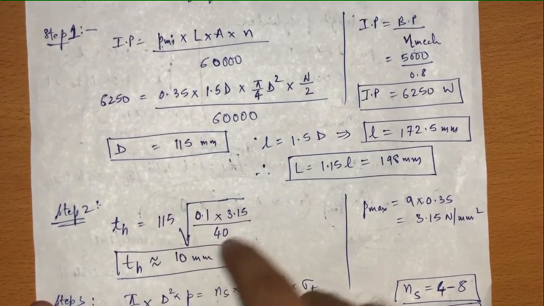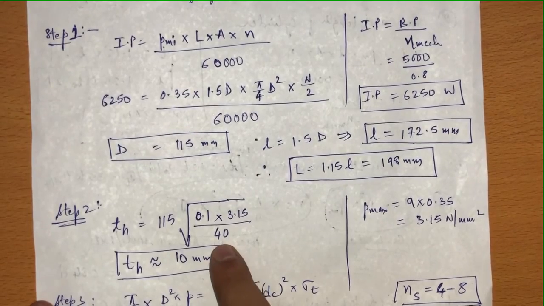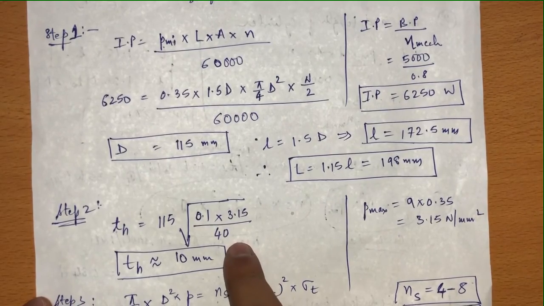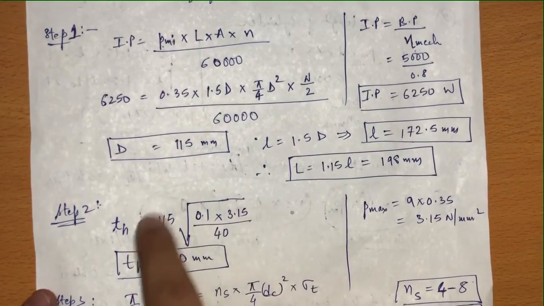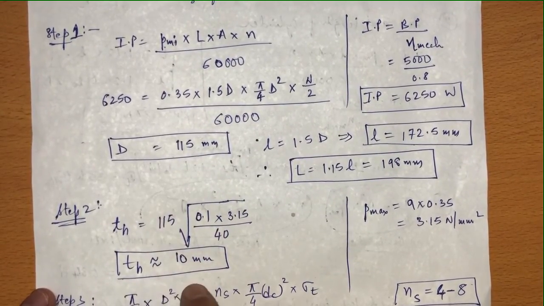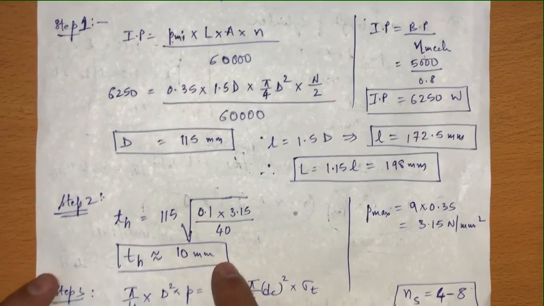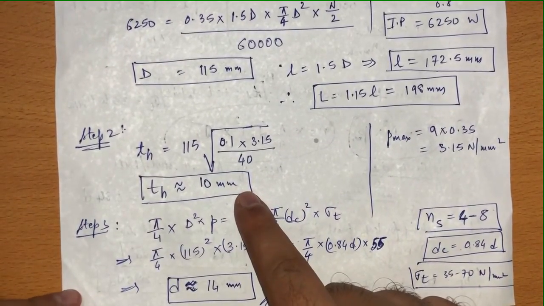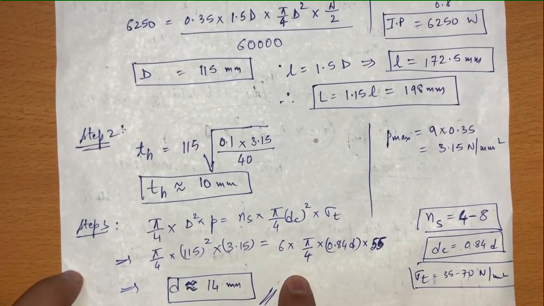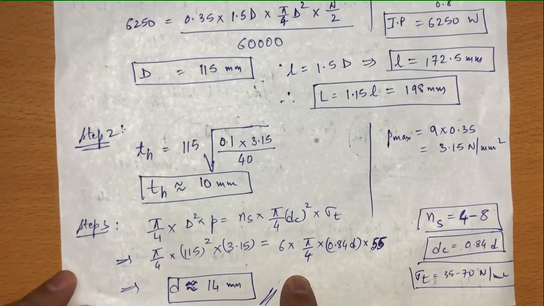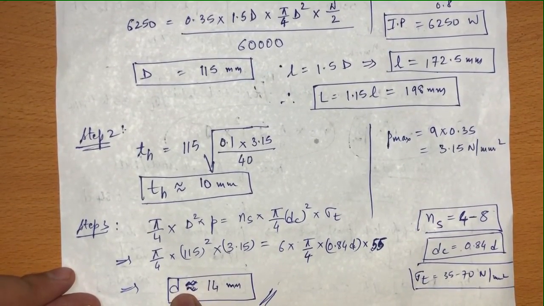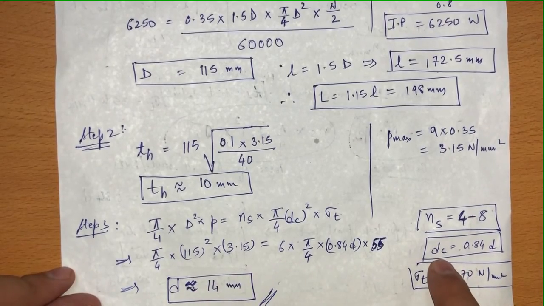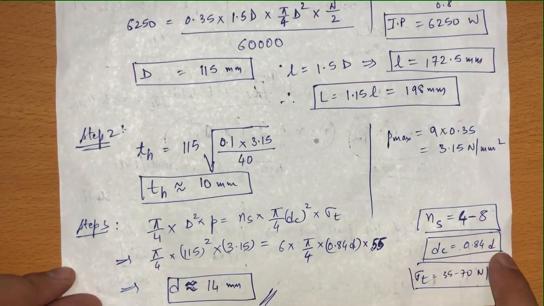So solving these values, and lastly substituting the value of sigma T as 40. Why so? Because as discussed earlier, sigma T is in the range of 30 to 50. So we are taking a mean value of 40, and solving this, we get the value of TH approximately as 10 mm. The last step includes solving the size of studs. Size of studs is solved by finding the value of small d, which is the diameter of the studs, which is directly related to core diameter DC, which is 0.84 of D.